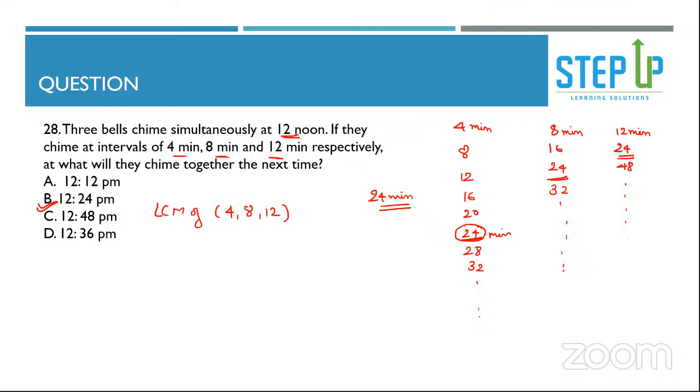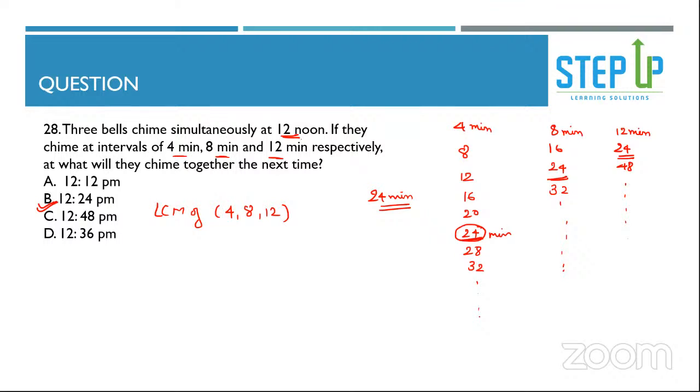Whenever the question is about a circle, let's say there is a circle and one person is completing a circle in 5 minutes, another one is completing in 15 minutes, and the third person is completing it in 20 minutes. If they have started together, when will they meet again at the same time? So in such type of question, we always need to calculate the LCM.